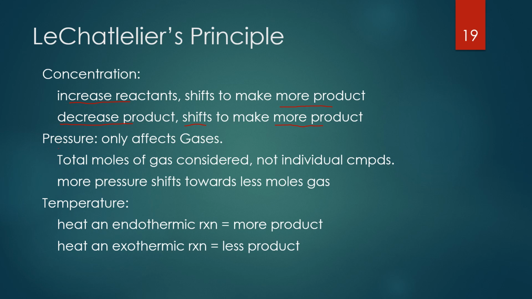With pressure, it only affects gases. So if the pressure has changed at all, just make sure you're only looking at either the reactants or products that have one of those G symbols by them. And we'll go through an example so you can understand a little bit better what I'm trying to say here.